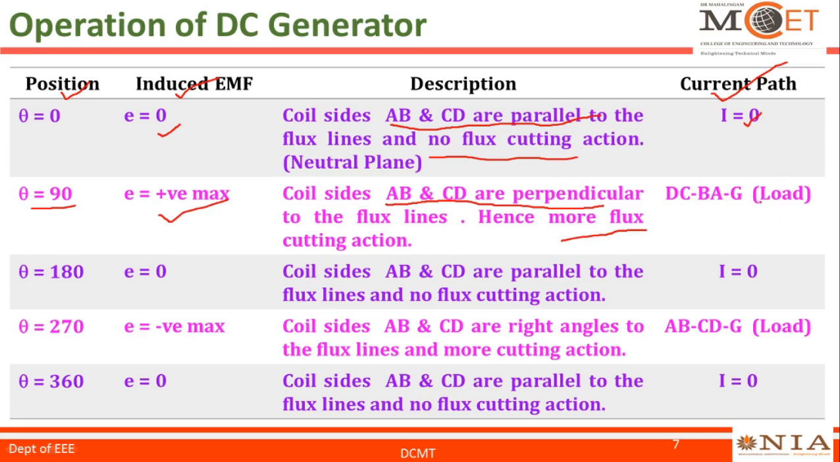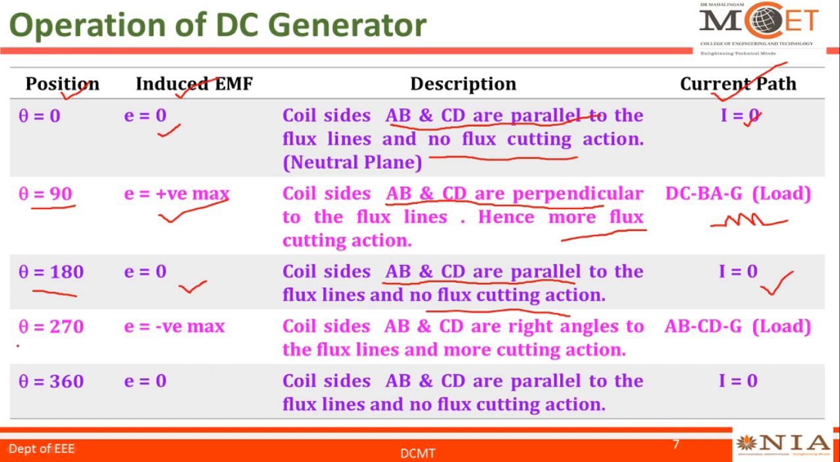Even we can replace the galvanometer with the help of a simple resistive load. At theta equal to 180 degrees, induced EMF is equal to 0. Again, the coil planes are perpendicular, but both coil sides are parallel to the flux lines, hence no cutting action. EMF induced is 0 and current is 0.